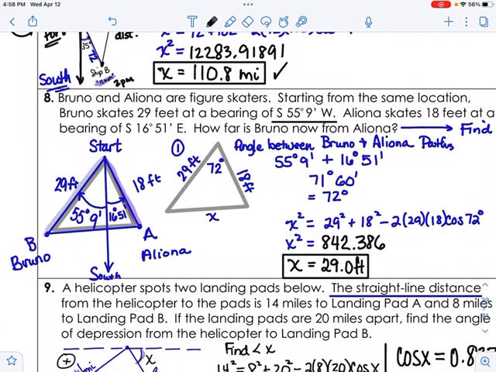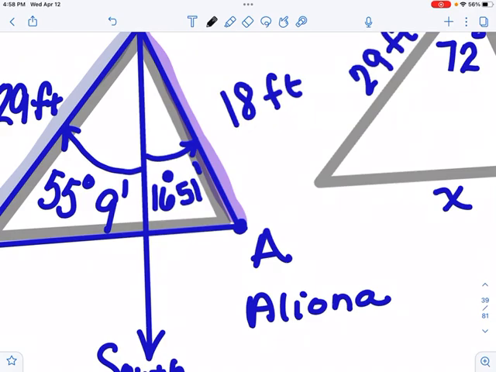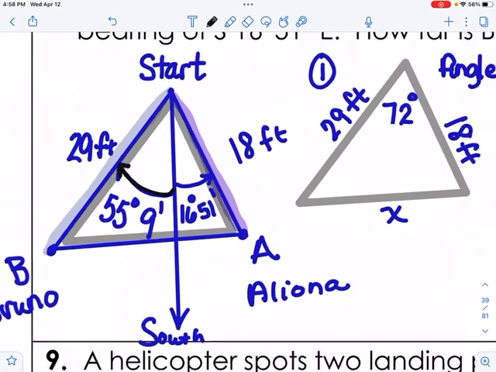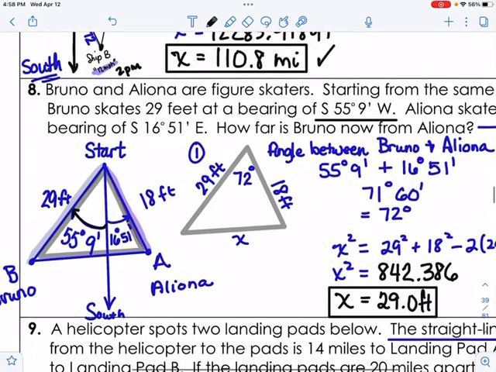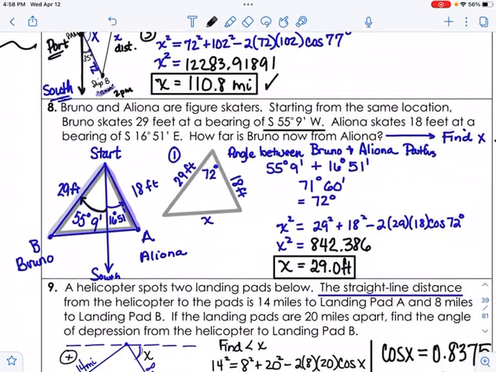So you see where I have that labeled here? So it's south, and then it's leaning west, right? And then Aliona skates 18 feet, and I have that marked here too. 18 feet at a bearing of 16 degrees 51 minutes east. So you can see that I have that here, and there's her 18 feet. And you want to know, in the end, how far is Bruno from Aliona?